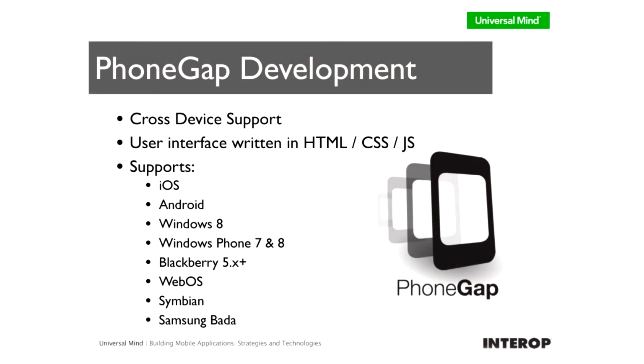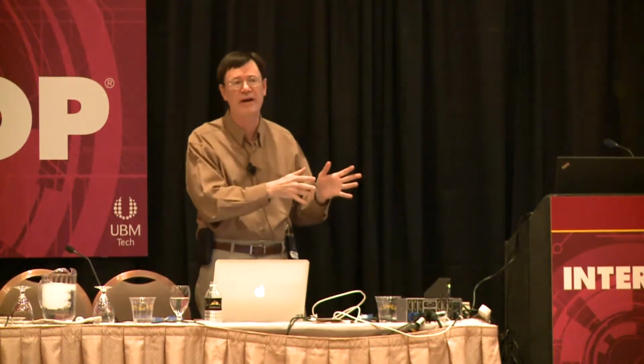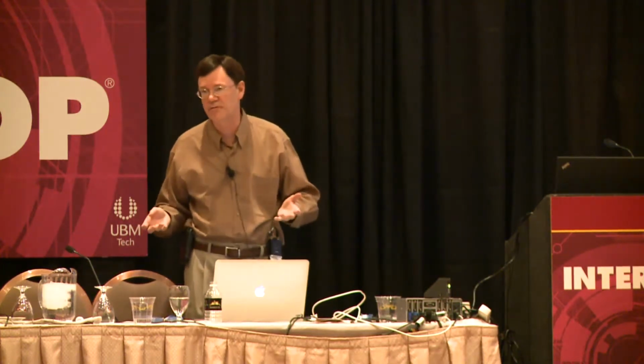All right, now we're going to move to PhoneGap development. So the first two solutions we saw were focused on native code, and when I write something for iOS, it only works on the iOS platform. When I write something for Android, it only works on the Android platform. What if I wanted to write that code once and have it work on multiple platforms? So this is one possible solution, and it's called PhoneGap.